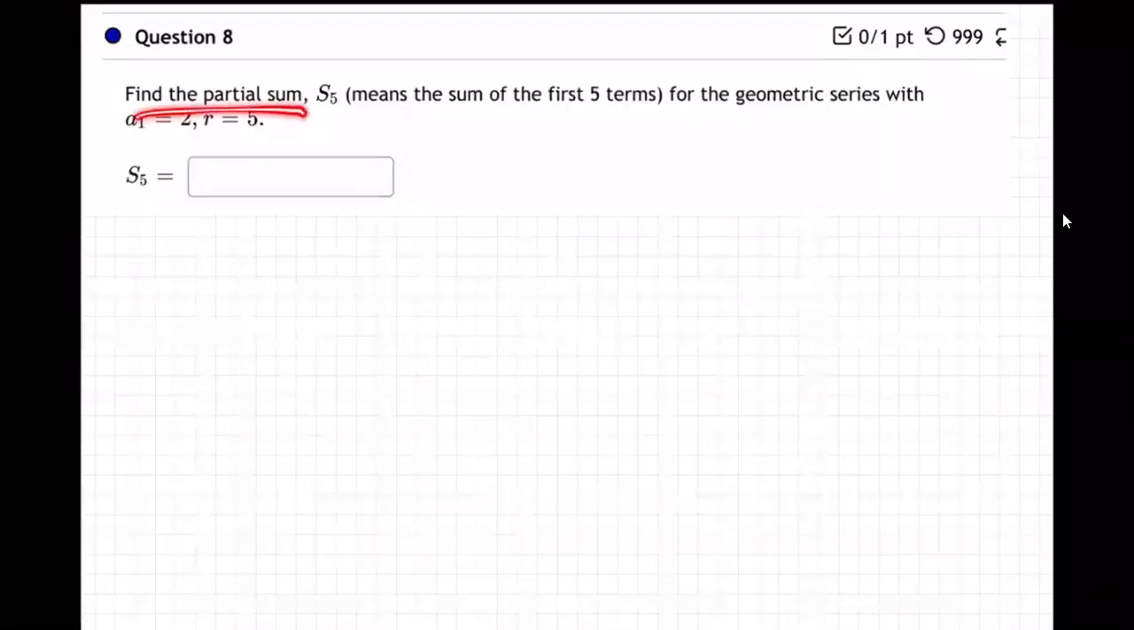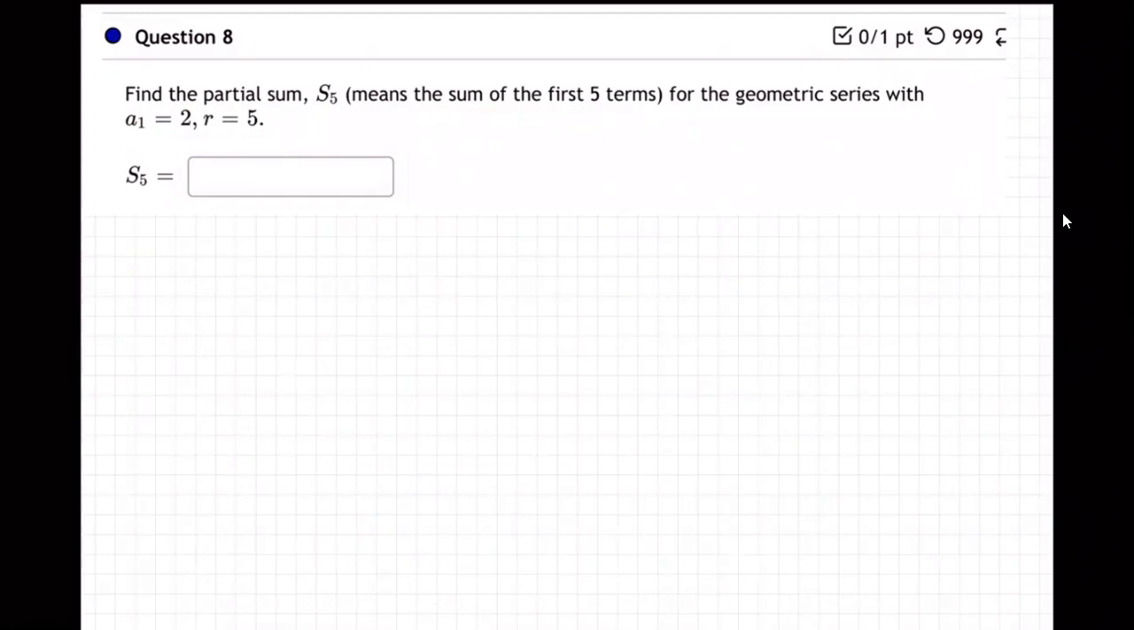Okay, so find the partial sum, S sub 5, meaning the sum of the first 5 terms, for the geometric series with A1 is 2, R is 5. I'm going to give you 2 ways to do this problem. A formal way, which is actually a little bit longer, and then an informal, casual, just bang, bang, bang, here's your answer. You probably like the second way better. But anyway, I'll do the formal way first.